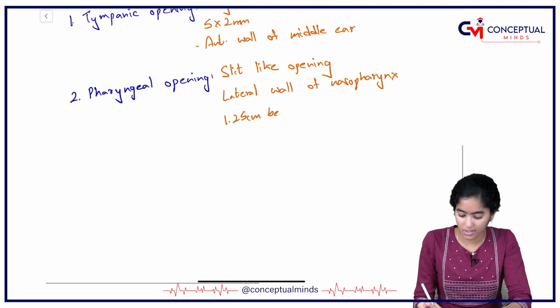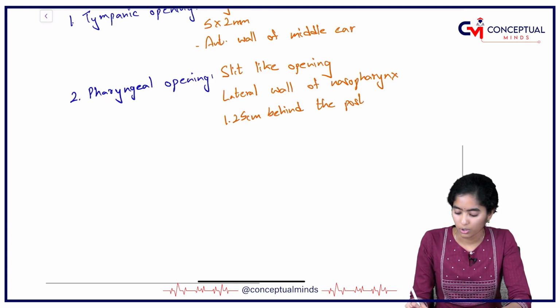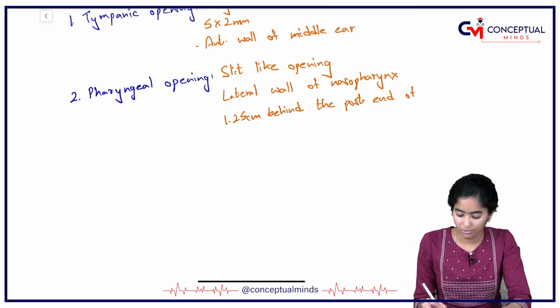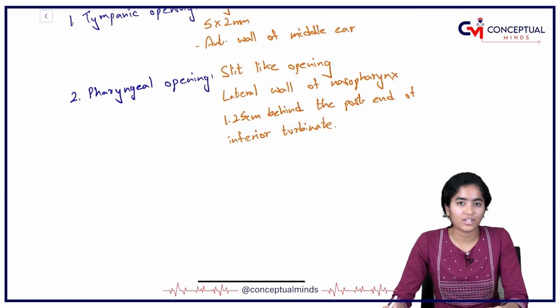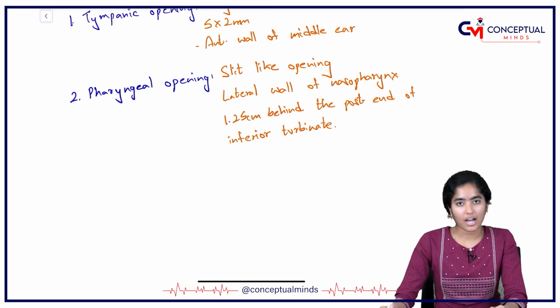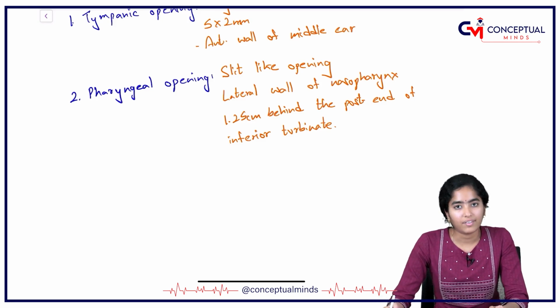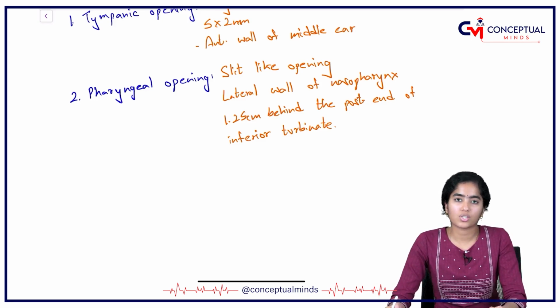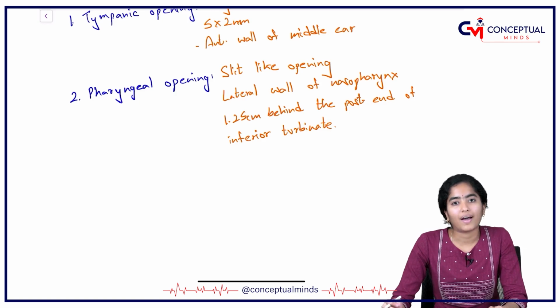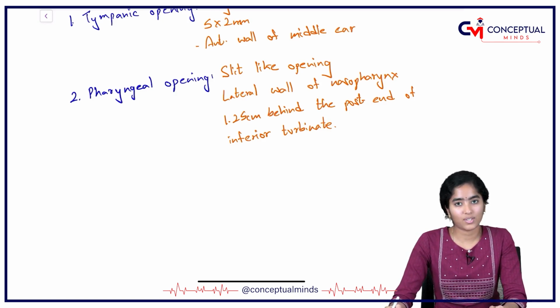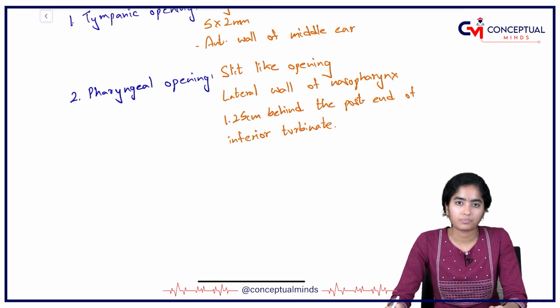1.25 centimeters behind the posterior end of inferior turbinate. We know that at the pharyngeal end there is cartilage that is present. Now this cartilage at the pharyngeal opening raises into an elevation, and that elevation is called as torus tubarius. It is present on the posterior end.